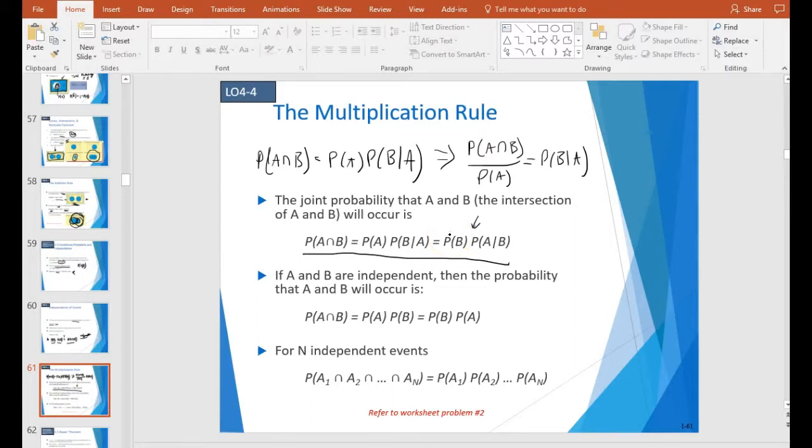And then this is just the rule that I noted before. If A and B are independent, then the probability of A and B will occur, the intersection, is equal to the probability of A times the probability of B, or the probability of B times probability of A, all the same. And then furthermore, for n independent events, so not just two events, this takes it up to n number of events. And this would just say that the intersection of all those events right here is equal to all of the probabilities multiplied together. That's all that means.